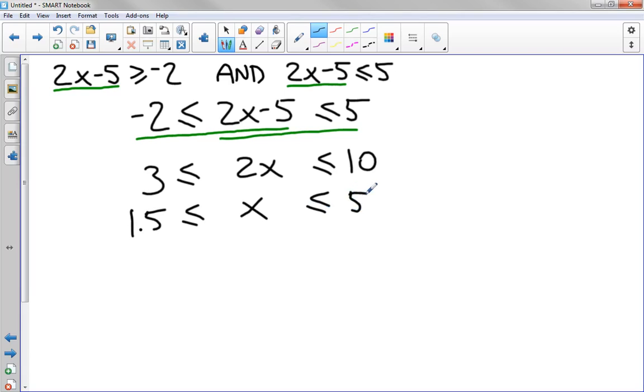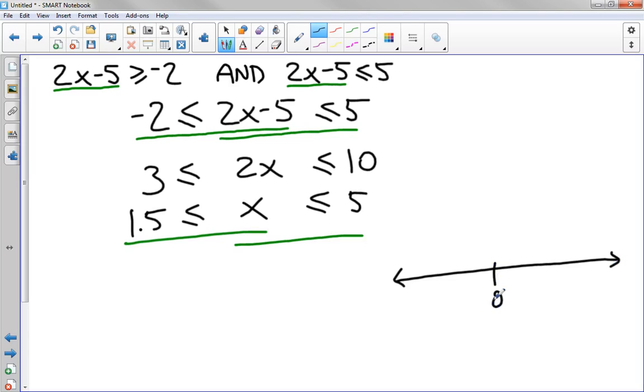And once again, you need to interpret this as two inequalities, but combined with the word and. So we have 1.5 is less than or equal to x, and we also have x is less than or equal to 5. Now let's consider the graph of the solution of the compound inequality on a number line. I'll do this over here to the right. Once again, I'm just going to put a little dash at 0, a dash at 1.5, and a dash at 5.